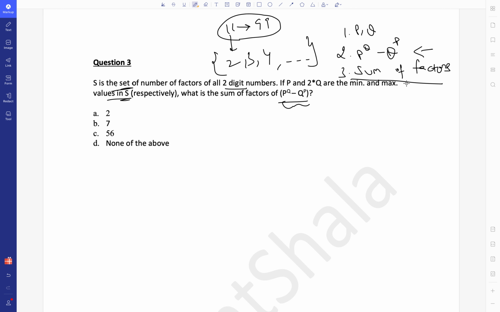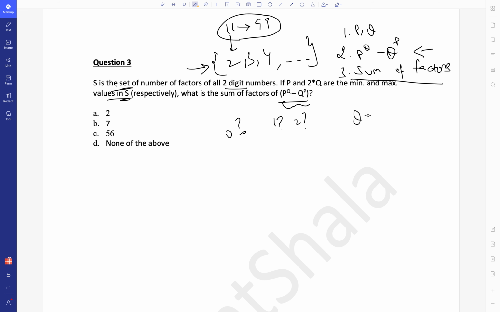P and 2Q are the minimum and maximum values in S. That means in this set, which consists of the number of factors a 2-digit number can have. So what is the minimum number of factors a 2-digit number can have? Can it have 0 factors? Can it have 1 factor? Can it have 2 factors? 2 we just saw, 11 has 2 factors, 1 and 11. So each prime number has 2 factors, itself and 1. Any number cannot have less than 2 factors.